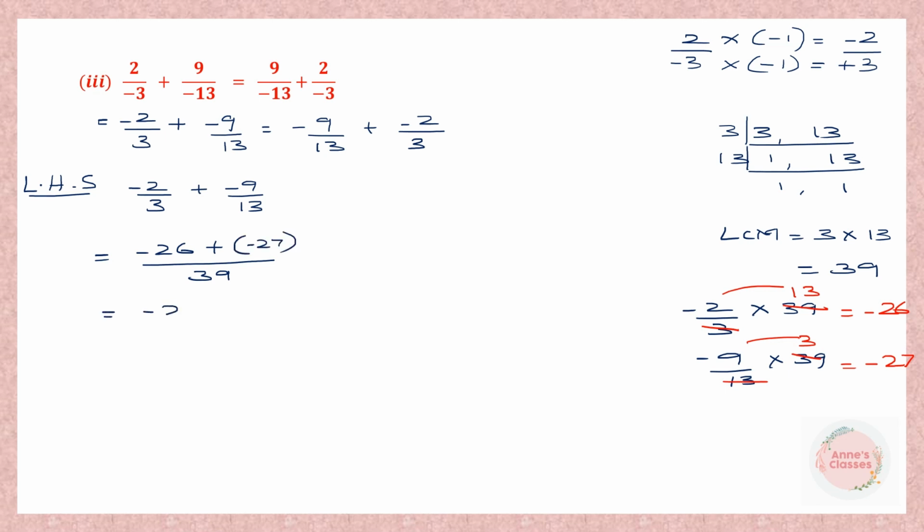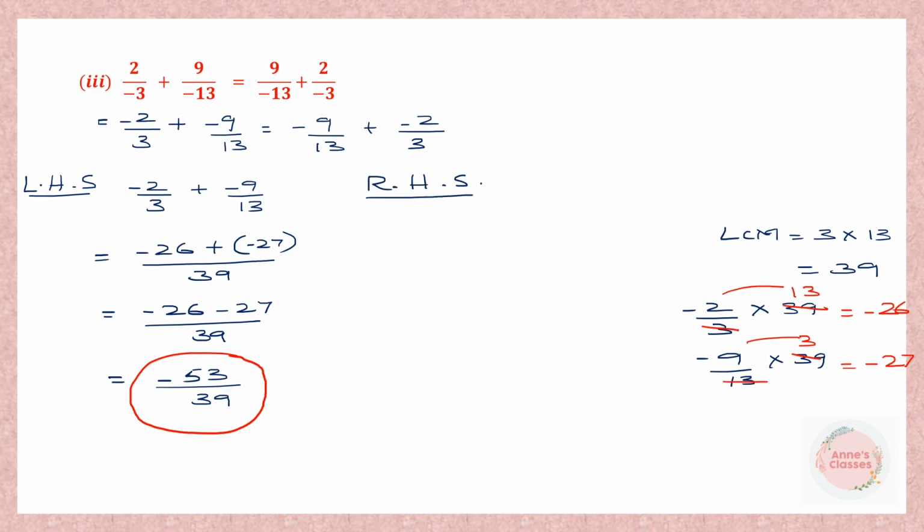Remove the brackets, minus 26 minus 27 by 39. So this becomes, now signs are the same, put the same sign and add 26 and 27, that becomes 53. Minus 53 by 39. This is what you get on the left hand side when you simplify it. Now let's go to the right hand side. So this is the right hand side. We're going to work that out now.